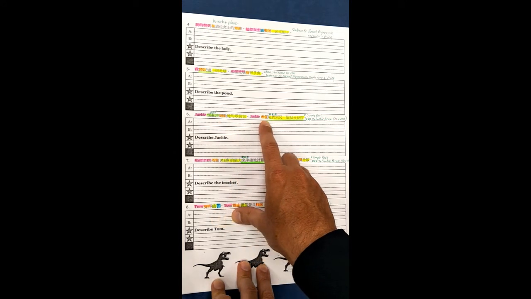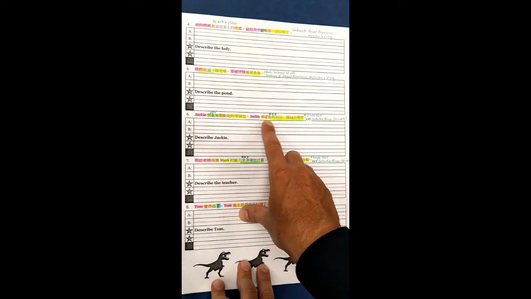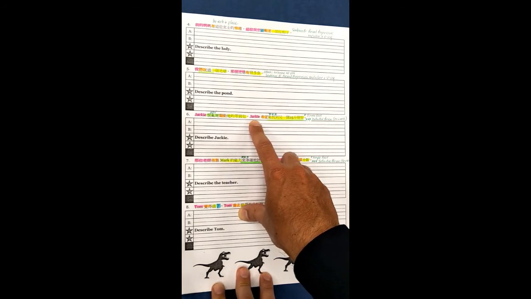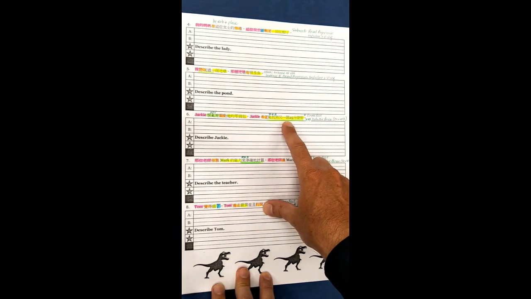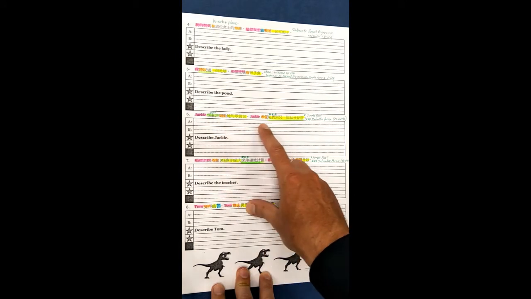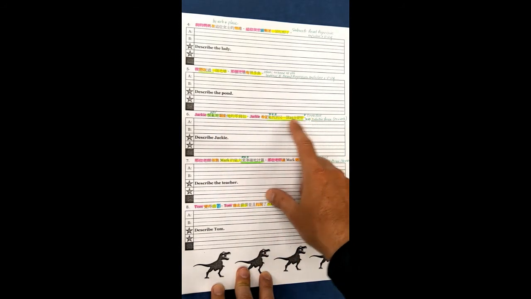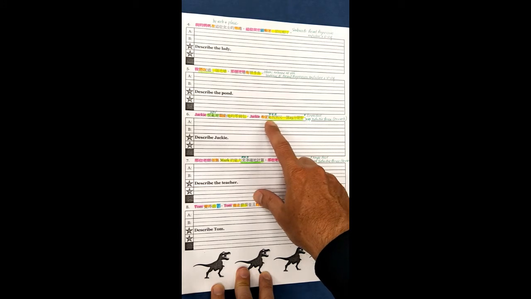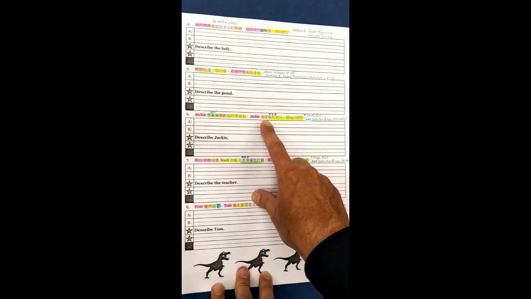Number 6. Orange for the verb. Pink for the subject. Yellow for the object. Okay, here is an adverb. That's an adverb. Now look here. The sentences are in simple past.